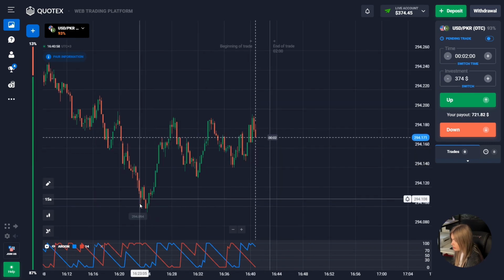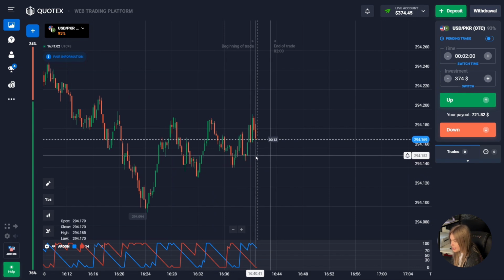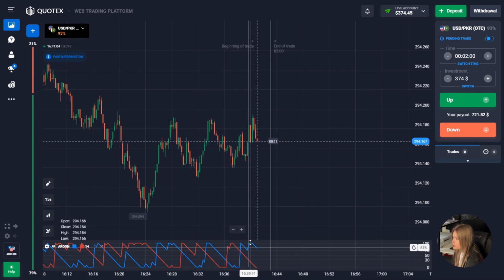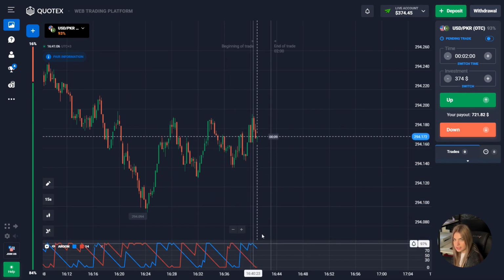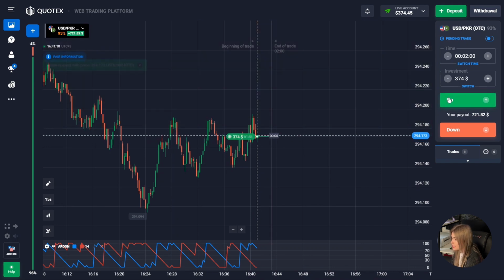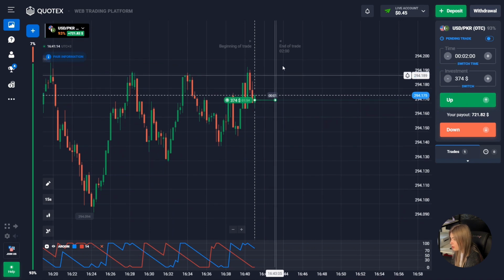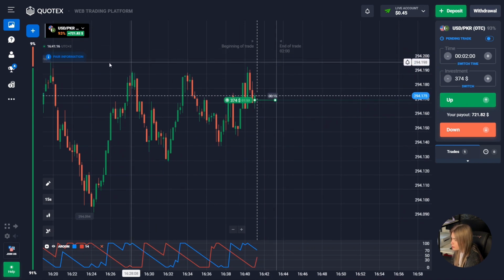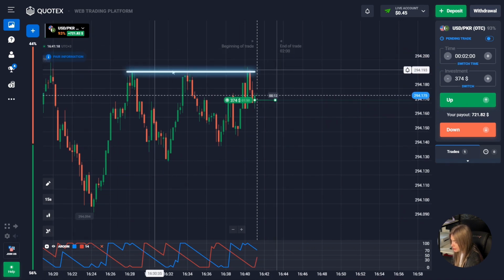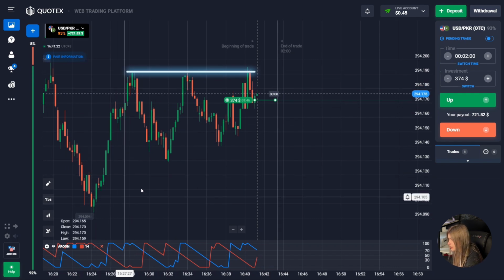As you can see, we have an upward movement here. At the same time, we see that the moving averages have crossed on the indicator and the blue line is located on the top. I'm opening a deal up because the indicator made it clear that the price has good potential for growth. Also, as you can see, the price has a resistance level here, and at the same time we have a certain compression of this level.